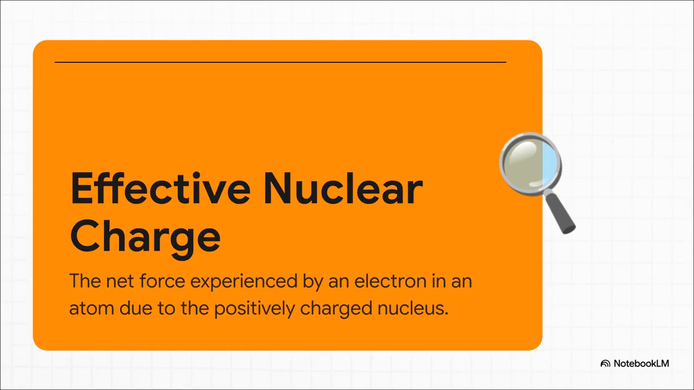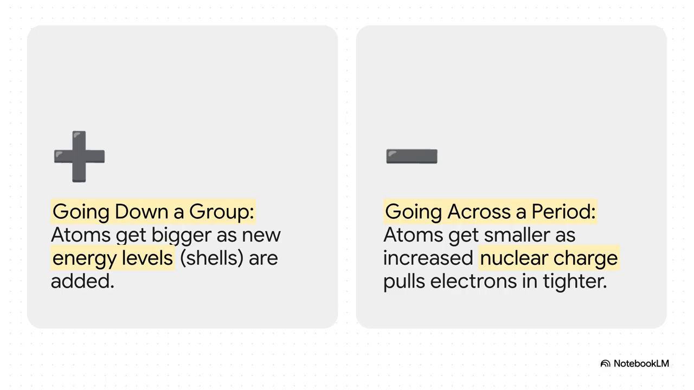Now, to get why atoms are the sizes they are, you need to know about this one force, the effective nuclear charge. Honestly, the easiest way to think about it is like an atom's own personal gravity. You've got the positive nucleus pulling on the negative electrons, and that's what holds the entire thing together. The stronger that pull, the more compact the atom is. So this leads to the two major trends that define the whole table.